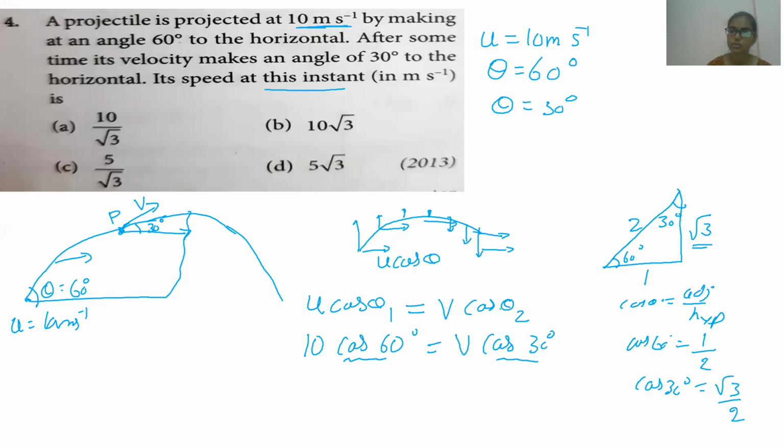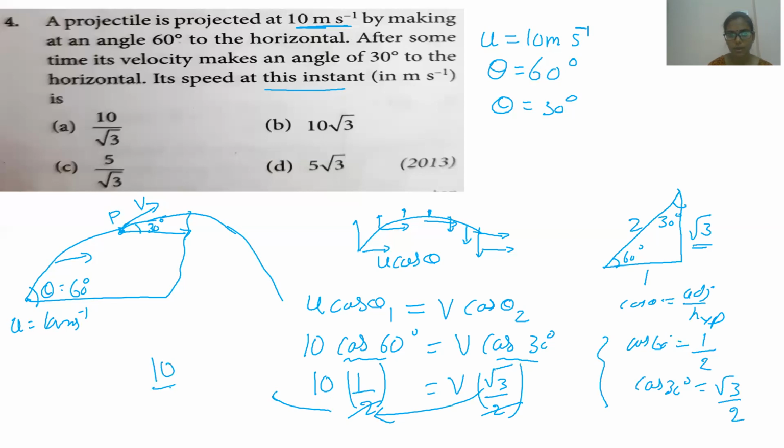Using the cos 30 degrees and cos 60 degrees values, substitute here: 10 into cos 60 degrees, 1 by 2, equals v into cos 30 degrees, root 3 by 2. Simplify, the denominator 2 cancels out on both sides. What we need to find is v. Root 3 you don't want on that side, so send it down. So 10 by root 3 is your final velocity. Final velocity is how much, children? 10 by root 3. Clear?